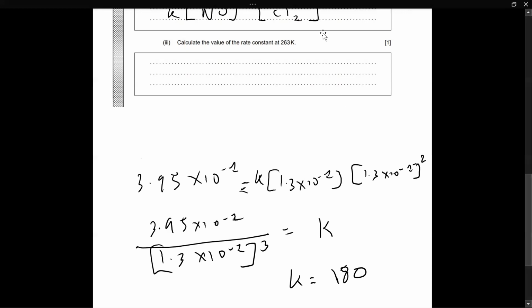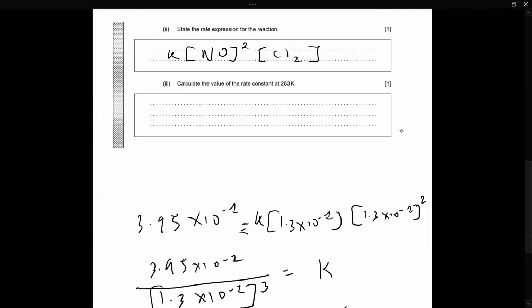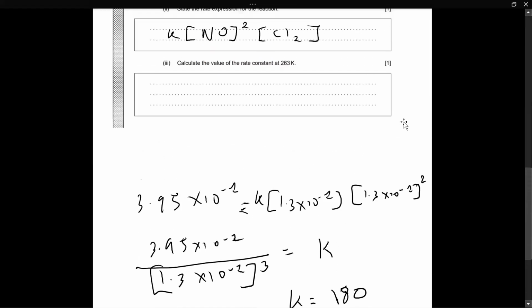And now remember, the rate constant is only applicable to a specific temperature, or to the reaction at a specific temperature. If you change this temperature, the rate constant may change as well. That's just a little bit of a side note. So K is equal to 180. Now, there is also one more part to this. Writing K is equal to 180 is not enough. We have to also write the units.